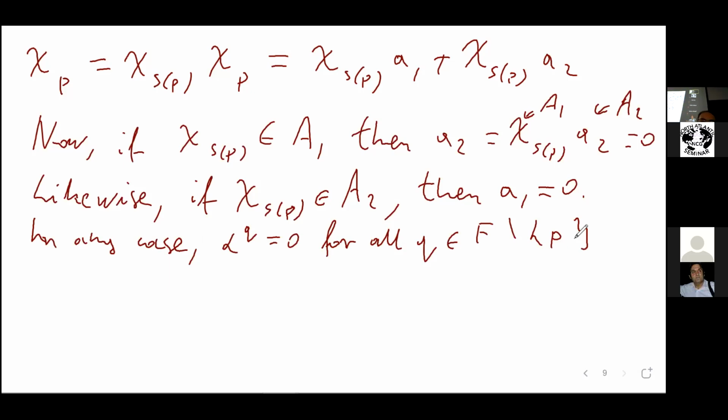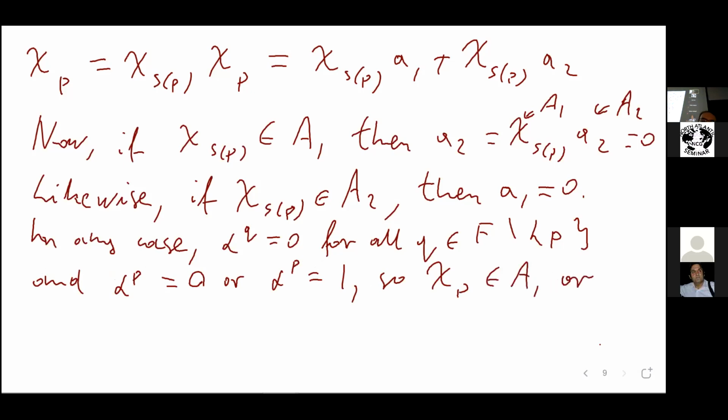And alpha P is equal to, sorry, I wrote chi and I meant alpha. And alpha P is 0 or alpha P is 1. So now we can conclude that chi P is in A1 or chi P is in A2.